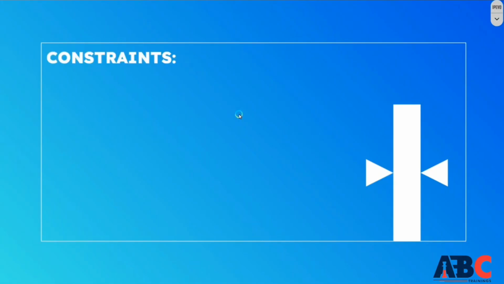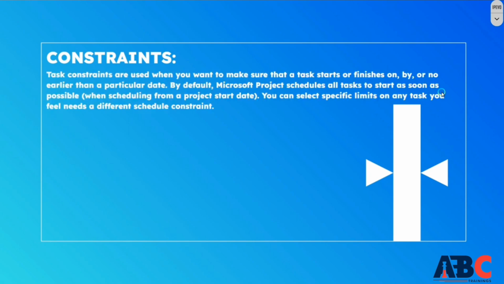Hello, we will see in this video what constraints are, what the constraint types are, and what deadlines are. When we talk about constraints, when we schedule a project, Microsoft Project majorly auto-schedules every task. So, when we auto-schedule a task, the dates are applied as soon as possible. But what does a task constraint do? The task constraint is to start and finish the task.